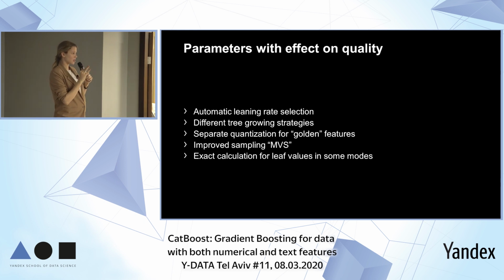Then we have implemented different regrowing strategies. So one of the differences between LightGBM, XGBoost, and CatBoost is how these libraries are building their trees. CatBoost, by default, builds a full binary symmetric tree.